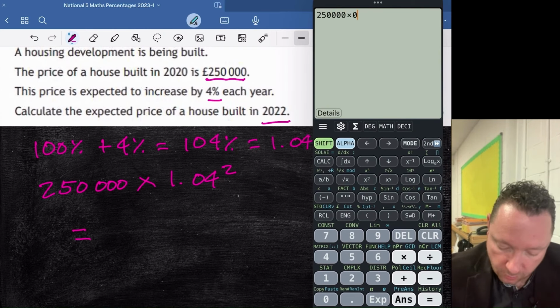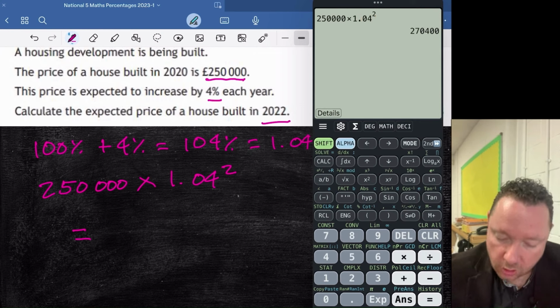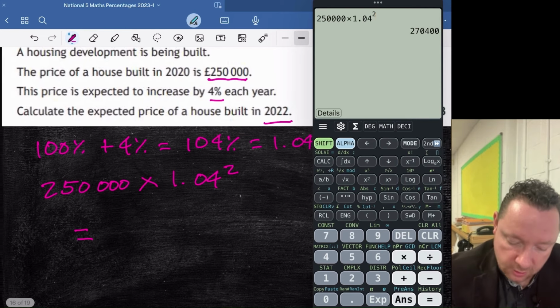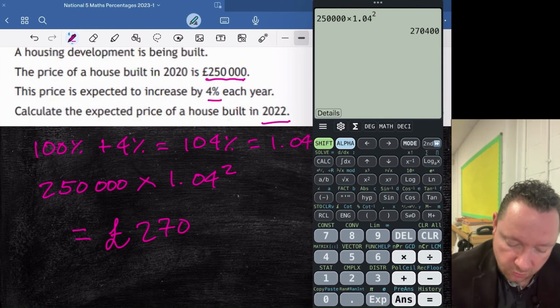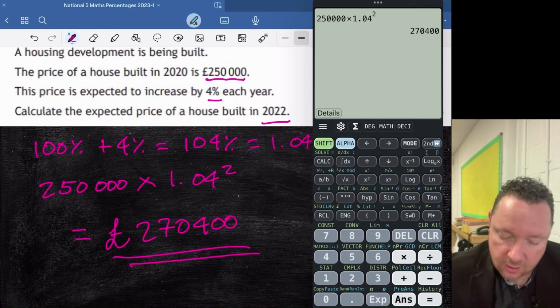250,000 times 1.04 squared, 270,400, and we're done there.